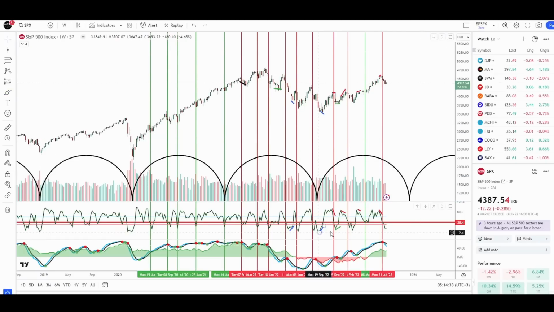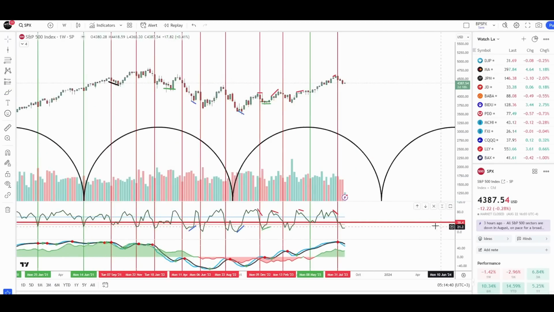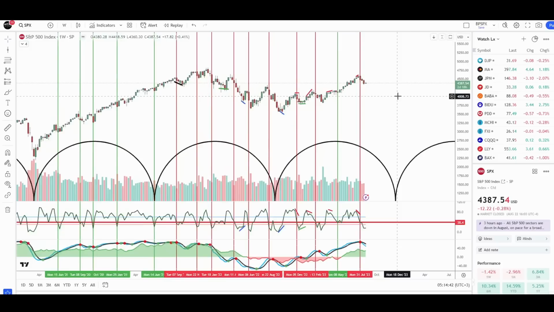Now, in addition to that, we need to look at the BPSPX. I marked the 38.4 level because it has acted as a key level. Let me show you exactly what I'm talking about. Whenever we break below that level, let me change the color to blue, whenever we break below it, we get extended weakness.